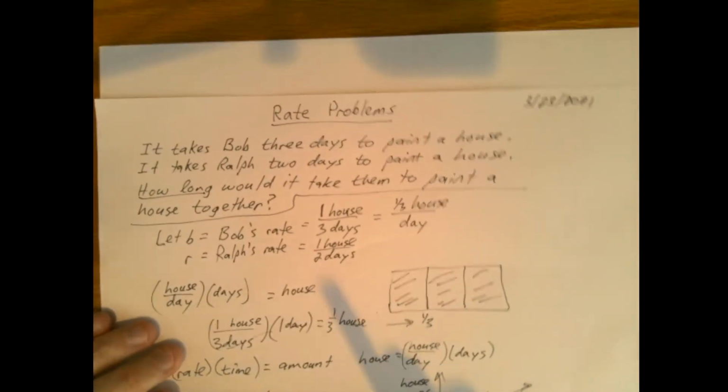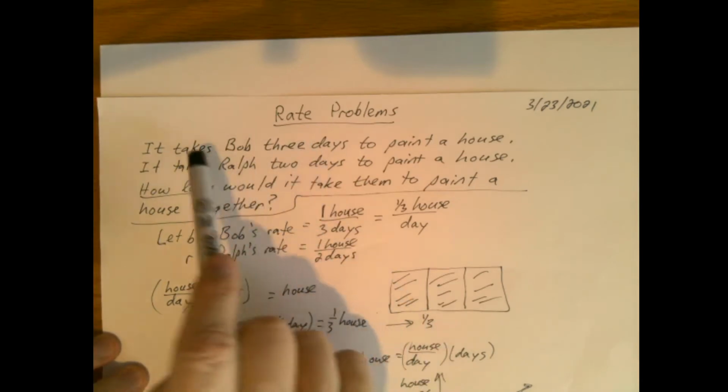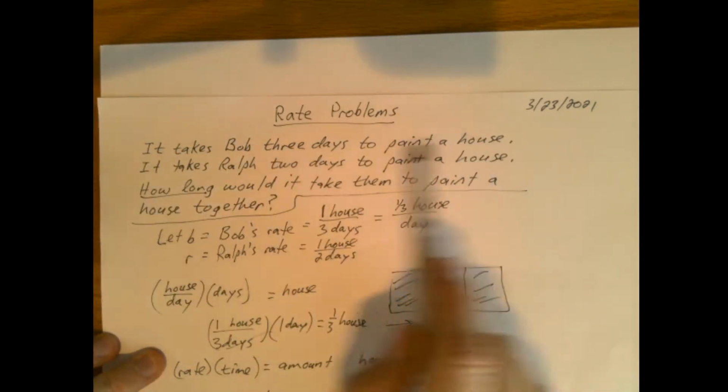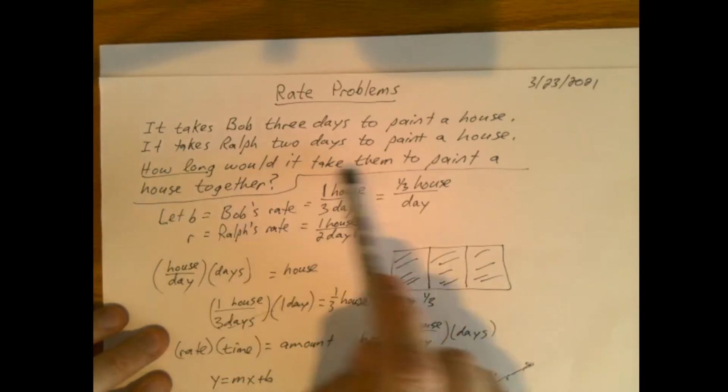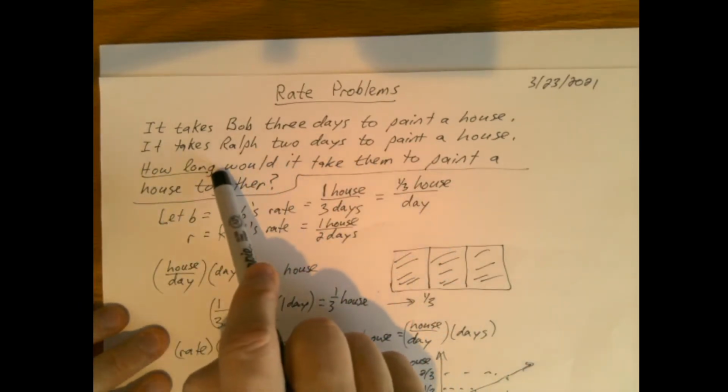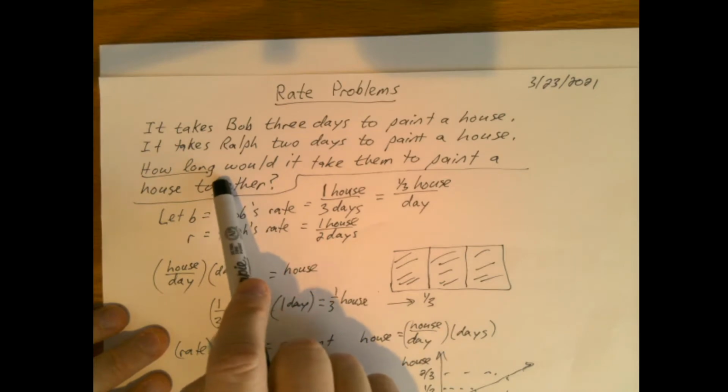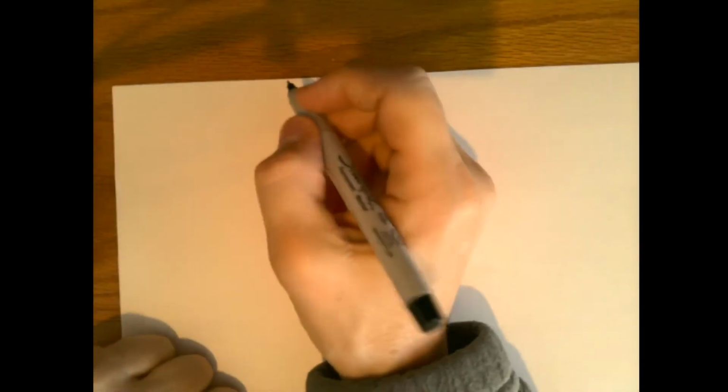Now we're going to pick up where we left off. So this is the problem we had just solved. It takes Bob 3 days to paint a house. It takes Ralph 2 days to paint a house. We found out how long it takes for them to paint a house together, and it was 6/5 of a day. What if we continue on that problem with this?